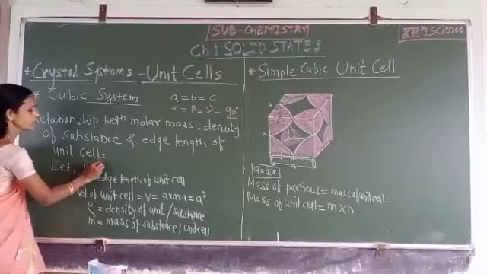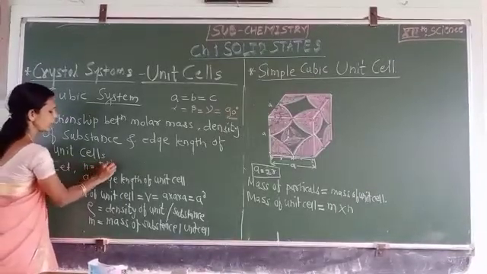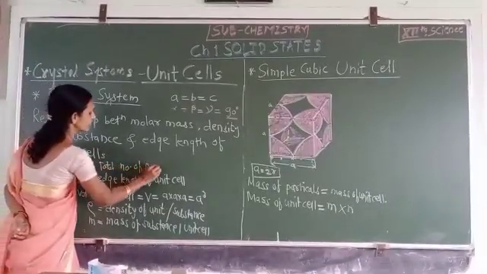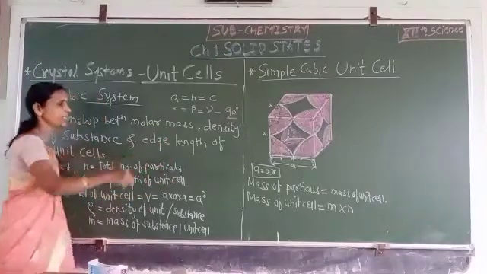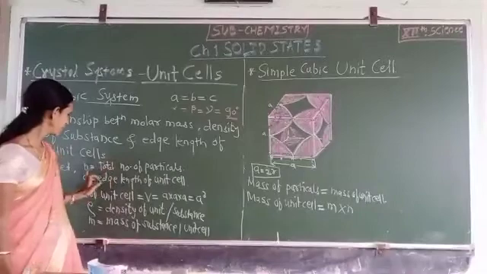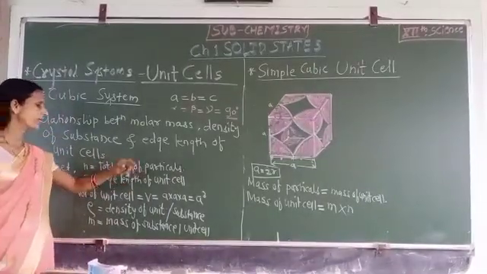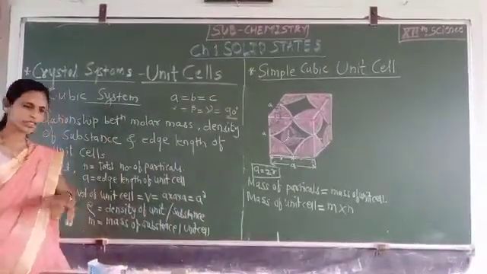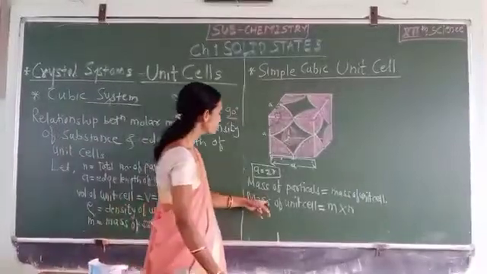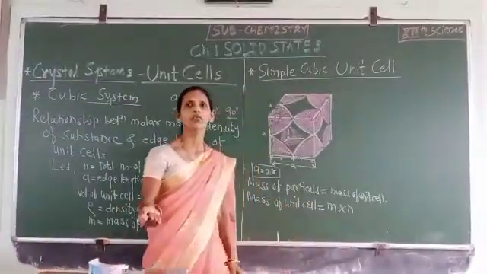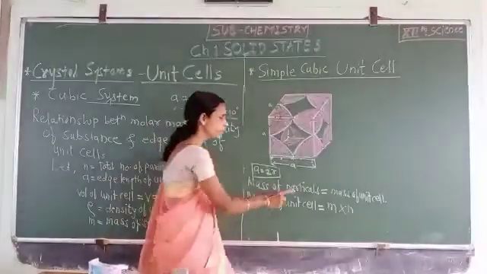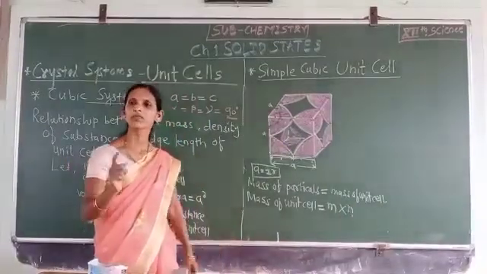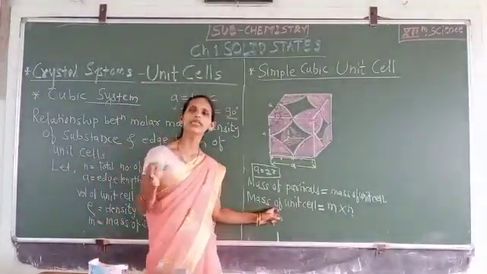See here, n is the total number of particles present in one unit cell. The small n is the total number of particles present in the one unit cell, and small m is the mass of that particle. Then the mass of that unit cell we can calculate as m into n, because there are a total of n particles. Therefore, m into n is the mass of the unit cell.